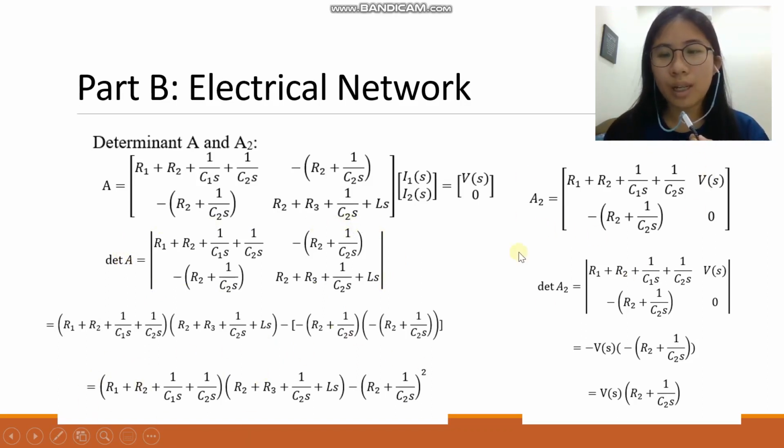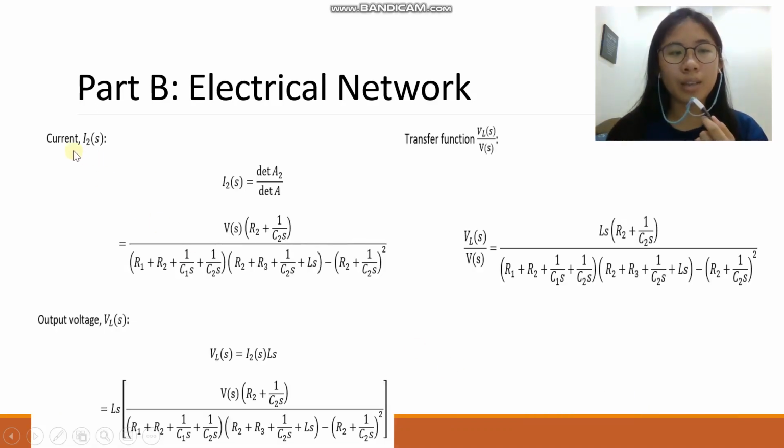For A2, the answer is calculated, which is Vs multiplied by R2 plus 1 over C2. To find the current at loop 2, I2, it is equal to determinant A2 over determinant A. The equation is right here by substitution. And the output voltage at the inductor VL is equal to I2 plus I2 multiplied by Ls. And here we can find the transfer function, which is VL over Vs, by using the substitution method.